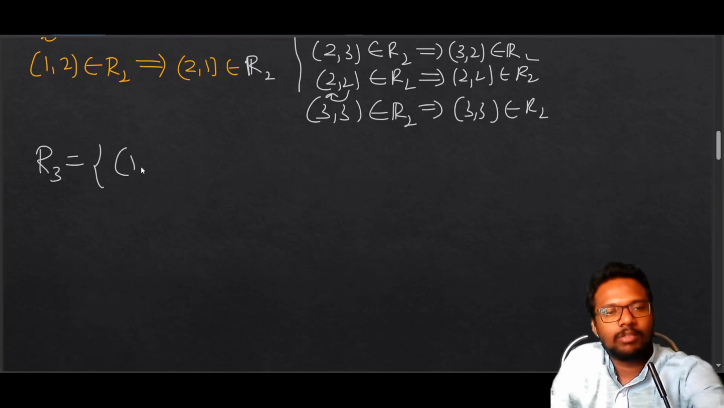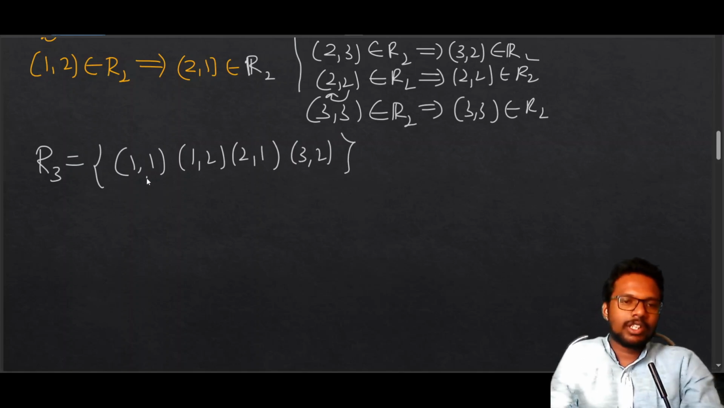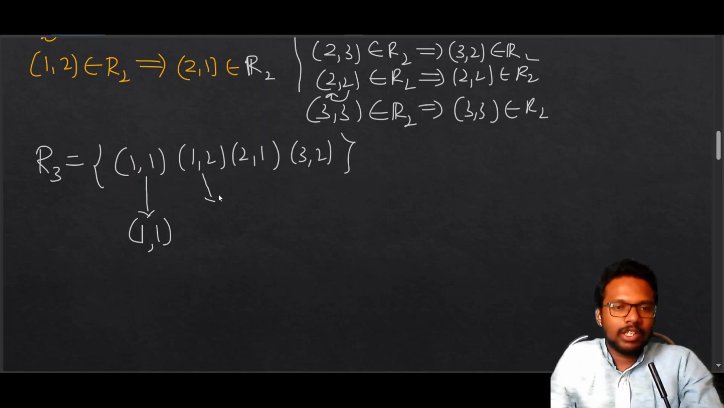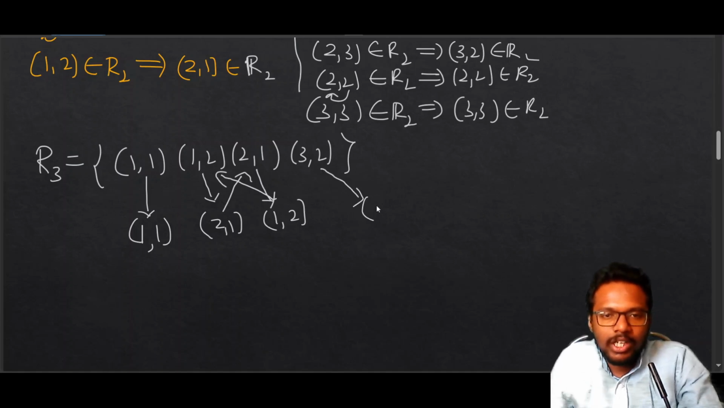Okay, I take another example, R3. In R3 I have mentioned (1,1), (1,2), (2,1), (3,2). If you consider (1,1) and reverse it, you get (1,1). If I consider (1,2) and reverse it, I get (2,1), which is present in R3. If I consider (2,1) and reverse it, I get (1,2), which is obviously present in R3. But if you consider (3,2) and reverse it, you get (2,3), which does not belong to R3.